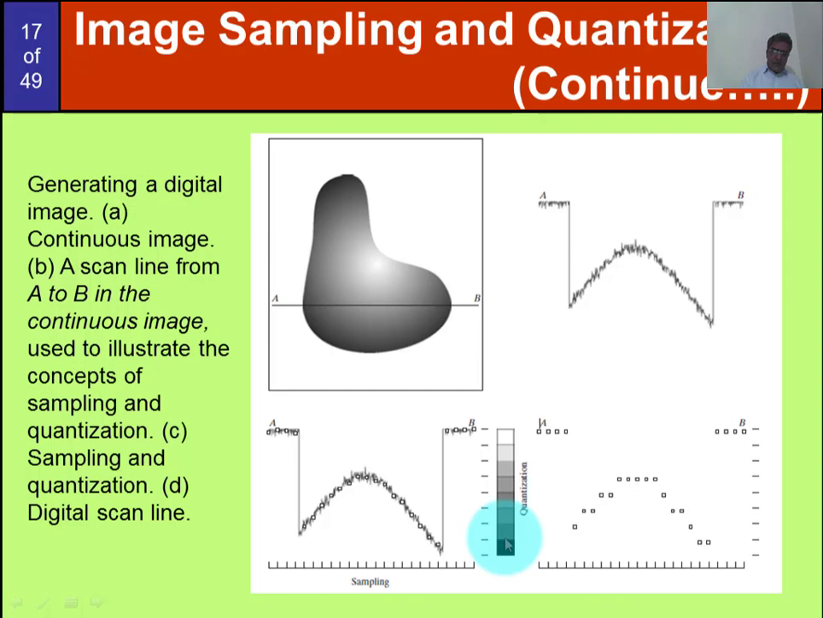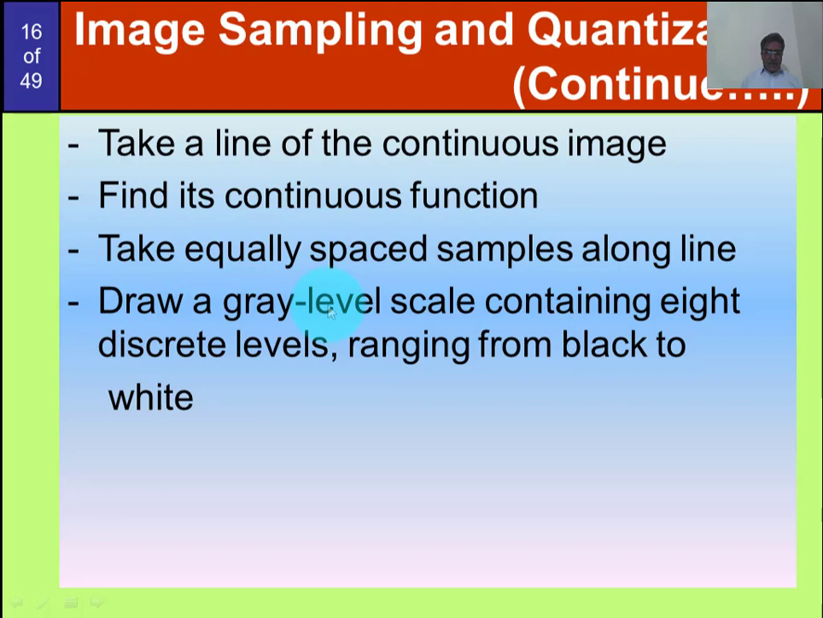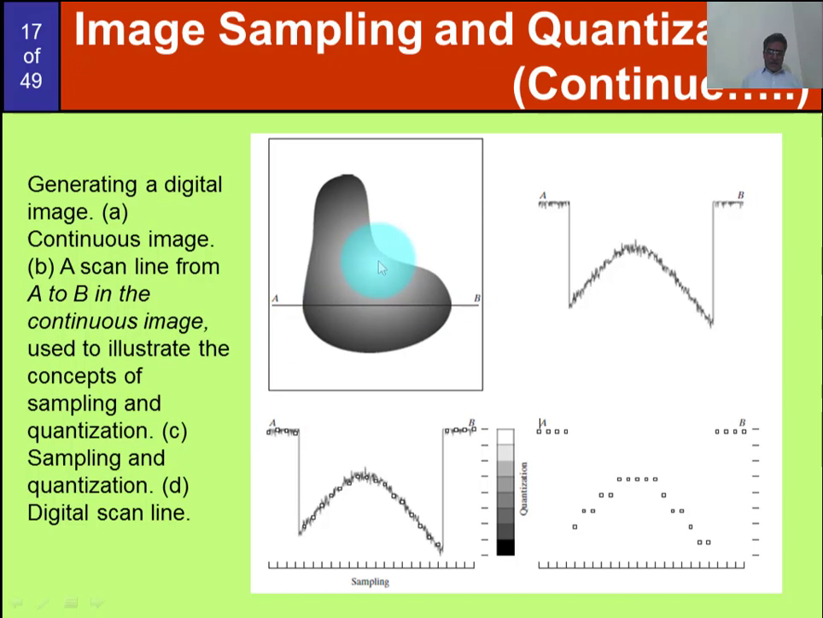As in the previous slide, draw a gray level scale containing 8 discrete levels. Actually, there are 256 gray levels in a gray image. This is a gray image, and this image contains 256 colors. 0 is the dark color, and 255 is the white color. In between 0 and 255, there are so many other gray shades. 128 is considered the actual gray, and when we go from 128 to 0, the shades become darker, and when we go from 128 to 256, the shades become lighter and lighter, and at the end the gray shade becomes white.